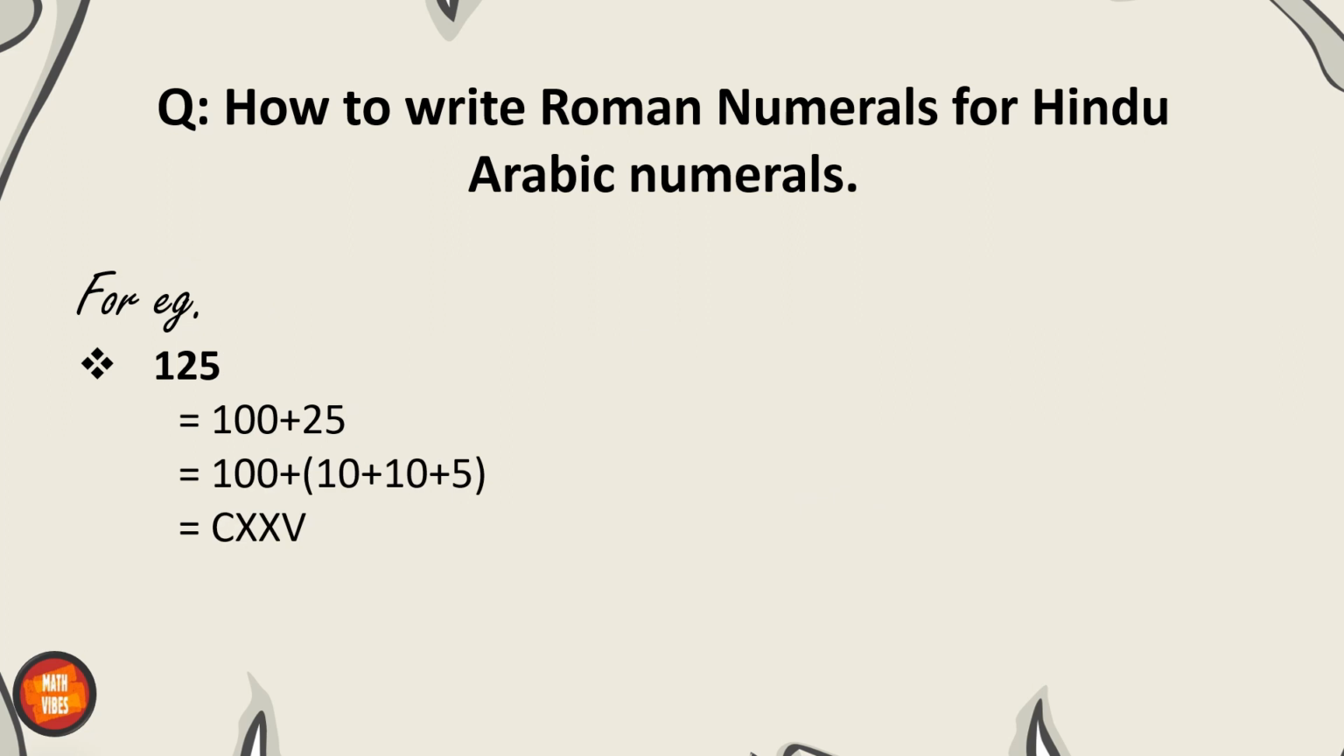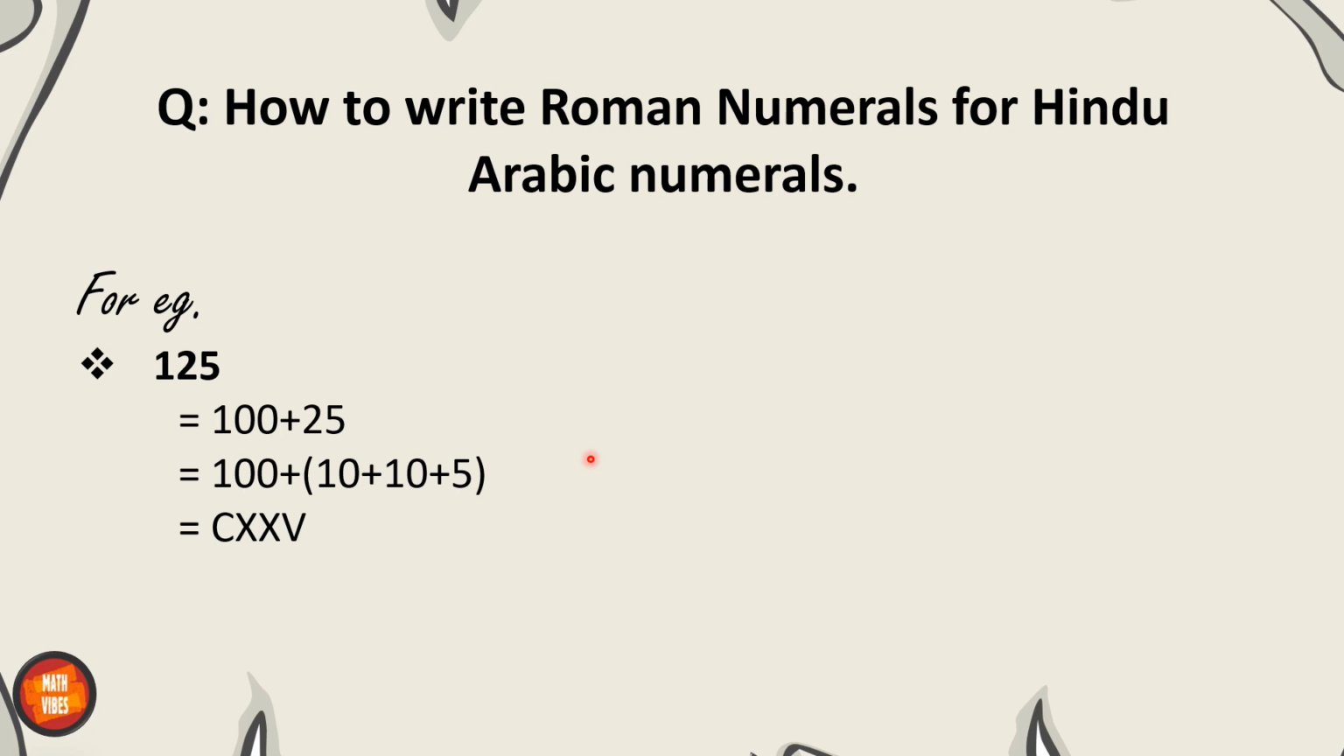Next, how to write Roman numerals for Hindu Arabic numerals. Again, I am taking another example. Suppose it is 125. How will you do that? Write it as 100 plus 25. वो लिखो जिसका सिंबल है. देखो, हम 120 सीधा भी लिख सकते हैं, बट 120 का हमारे पास सिंबल नहीं होता. सो वी विल राइट इट एज 100. 100 का सिंबल है. अब लिखो 25.